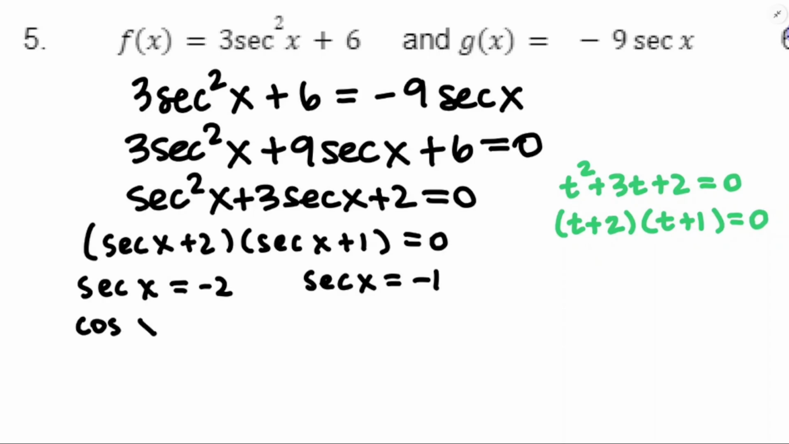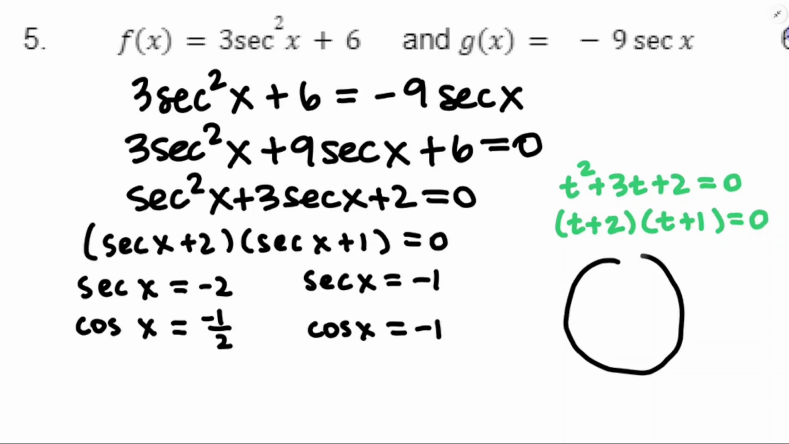What I definitely need to write out is, if secant x is negative 2, cosine x is 1 over negative 2, that's negative half. And if secant x equals negative 1, cosine x equals 1 over negative 1, which is going to equal negative 1. And then I will go make myself a circle.